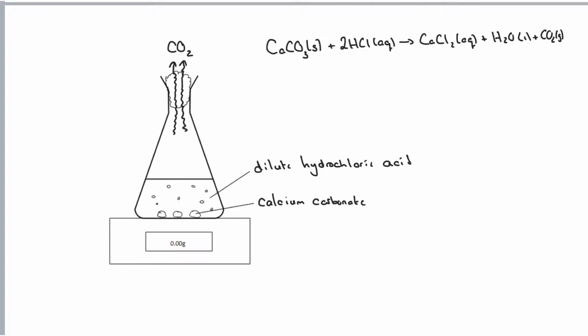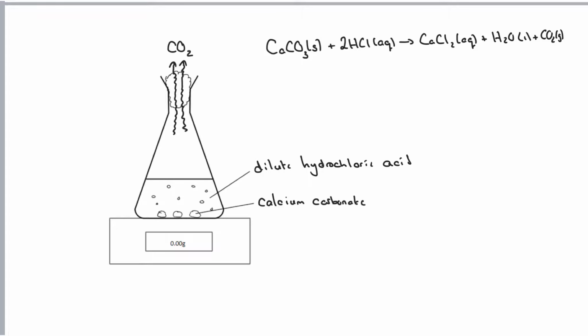Now the reading on the top pan balance will go down as the carbon dioxide escapes. And you could plot a graph of the mass of carbon dioxide lost against time, and you could use that to work out your rate of reaction. Quite a bit more about that in the final video when we look at graphs.